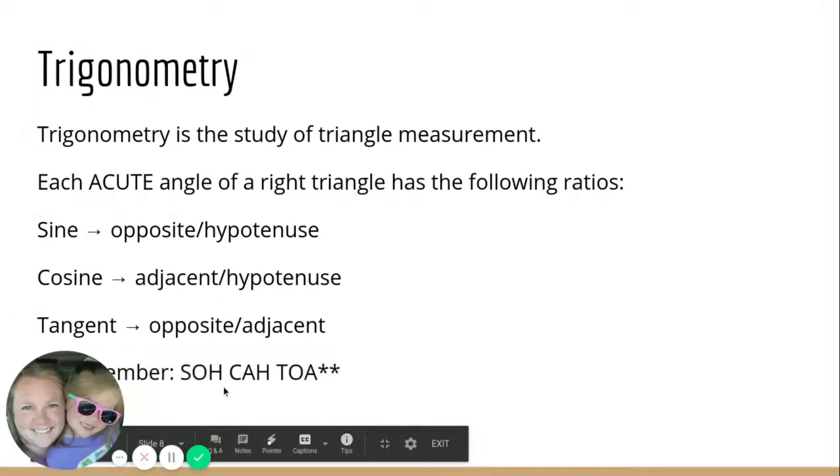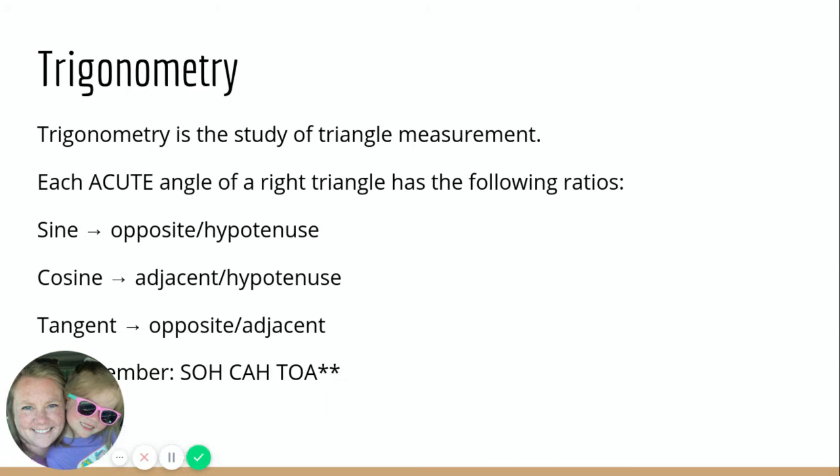Something to remember is SOHCAHTOA. I know that sounds silly, but it helps me remember. There are probably thousands of mnemonic devices if you want to Google something that you think is funny or silly or whatever to help you remember. But you definitely need to know those 3 trigonometric measures and what they mean.